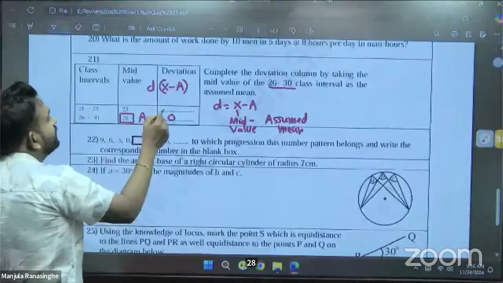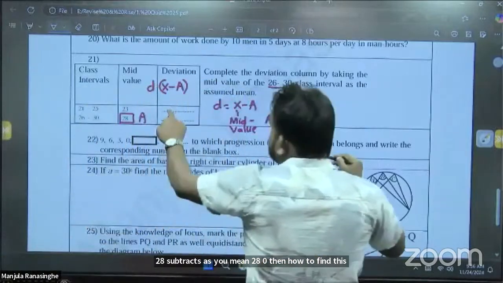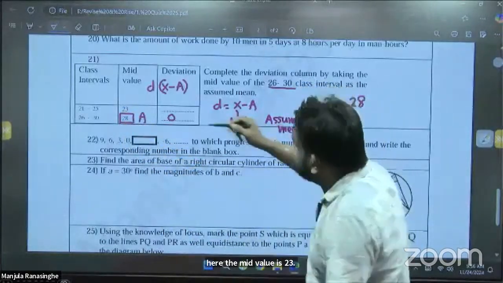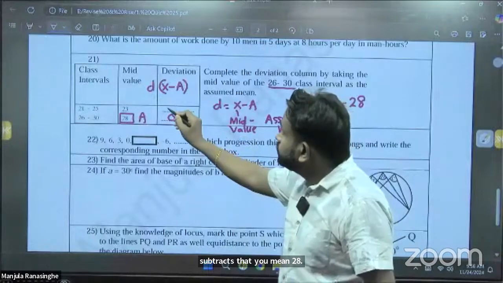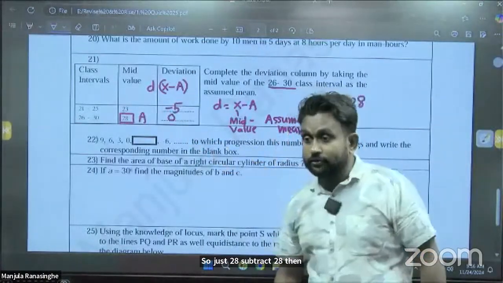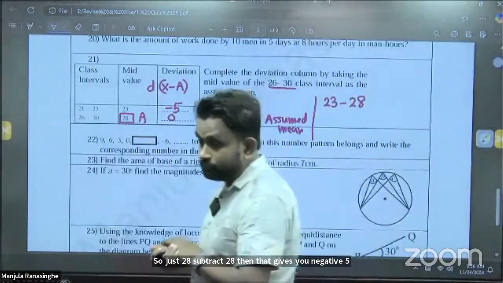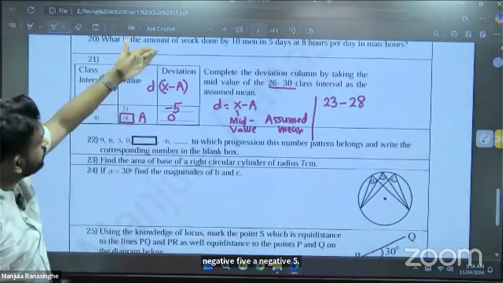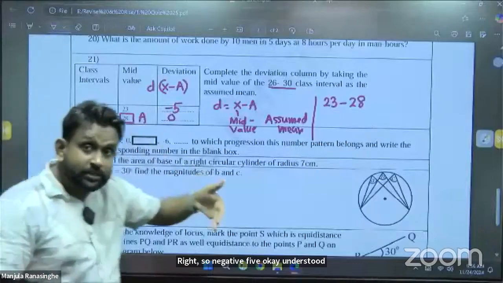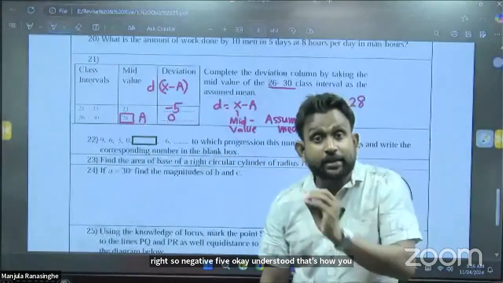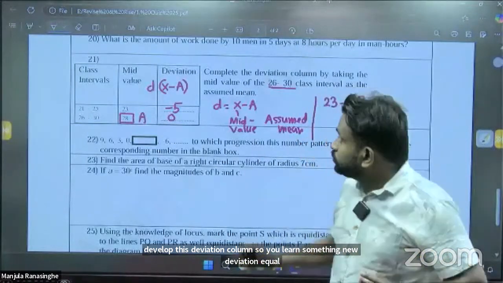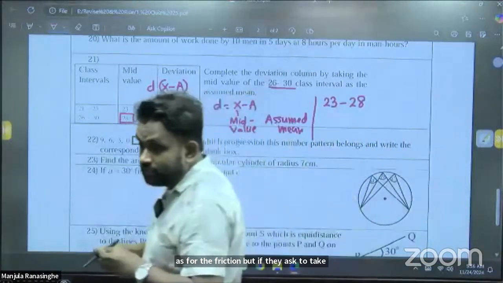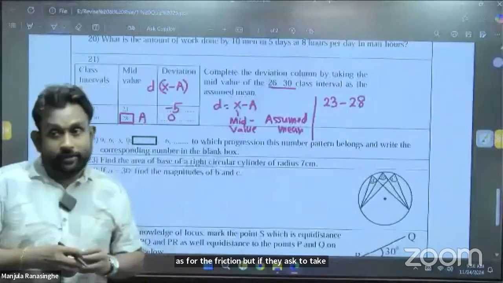Then how to find this deviation? For the second deviation here, the mid value is 23, subtract the assumed mean, 28. So just 23 subtract 28, then that gives you negative 5. Negative 5. Okay, understood. That's how you develop this deviation column. So you learn something new. Deviation equals the mid value subtracts the assumed mean. You can choose any assumed mean as per the question, but if they ask to take some assumed mean, they will advise us, right?